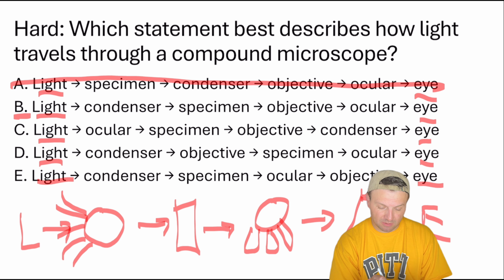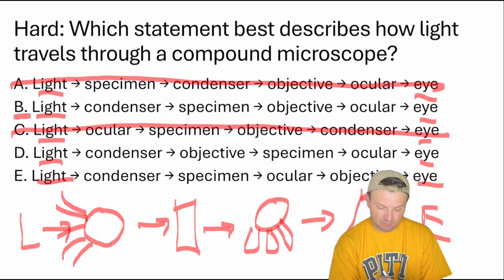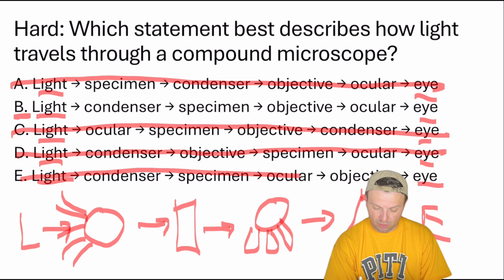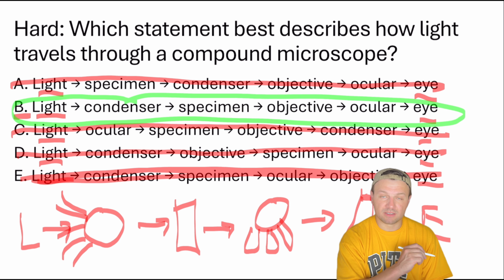Light, ocular, specimen, objective, condenser. Nope, not in the right order. Light, condenser, objective, specimen. Nope, it comes through the specimen first. And then light, condenser, specimen. Yep, again, no. It is not the ocular first. So the answer of B is the correct one.